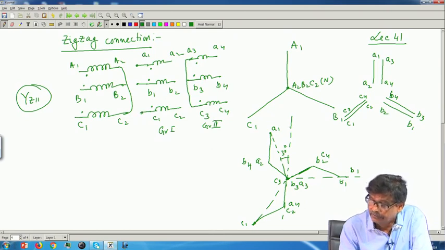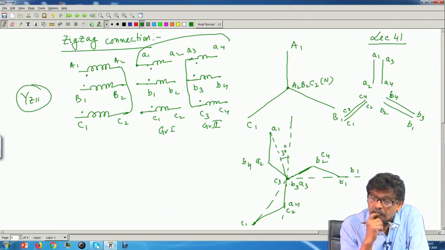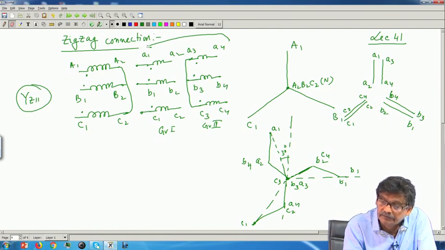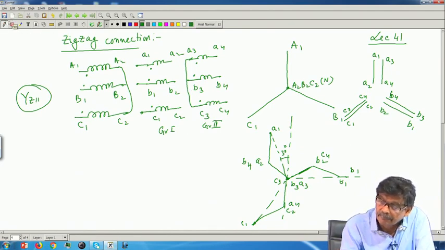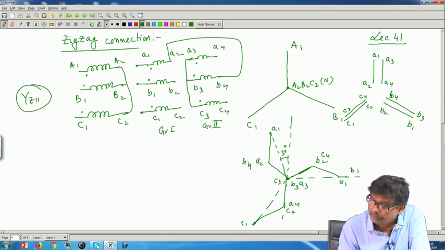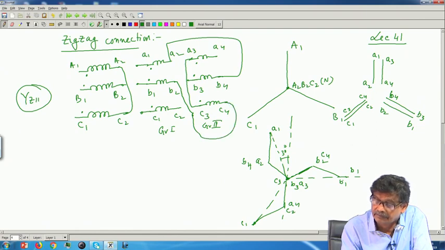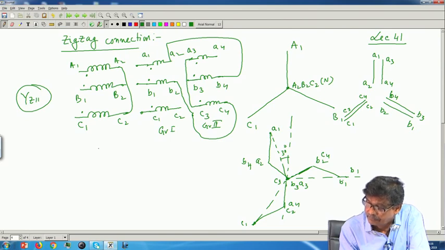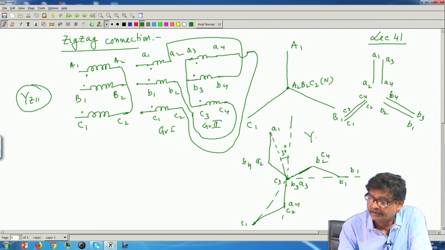Then A1 A2 should be joined with the B4 B3 coil. So, A2 should be joined with B4. I will take A2 and join with B4, then B2 I will join with C4, that is this one, and C2 with A4. C2 with A4, and your connection is over, and this is YZ11.